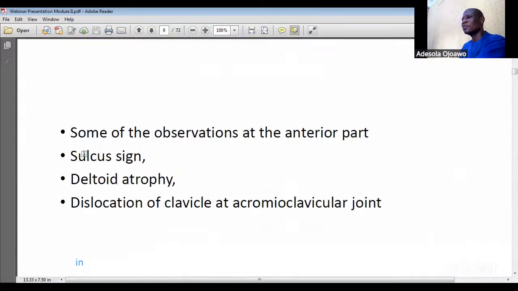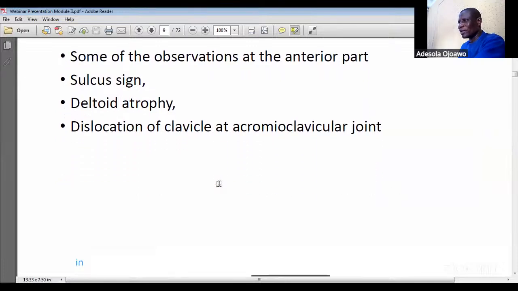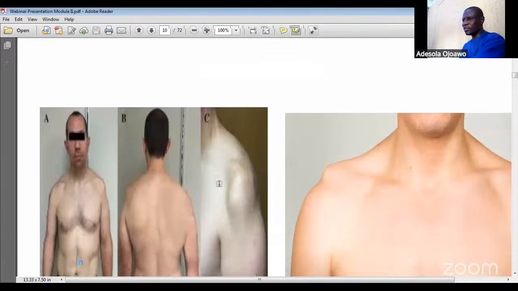Here I put some observations at the anterior part, which can include the sulcus sign if you have seen it. There can be deltoid atrophy. There can be dislocation of the clavicle at the acromioclavicular joint. I think I have some pictures here for us to be able to see. Are you following me?